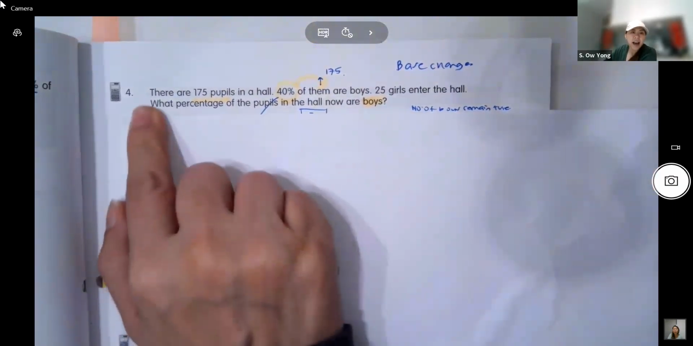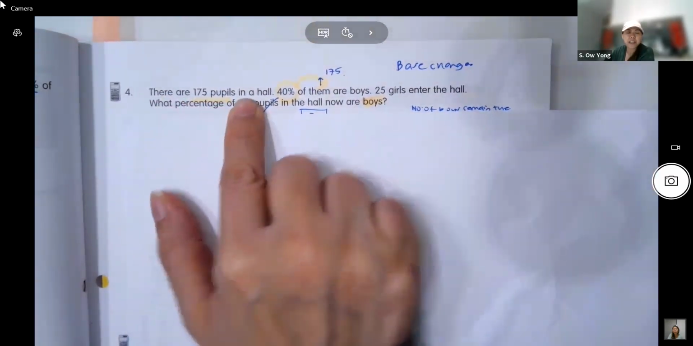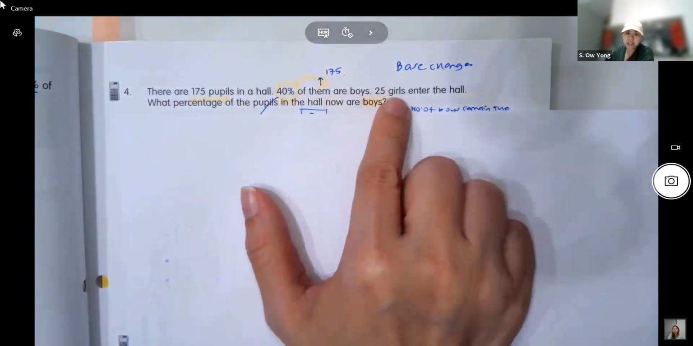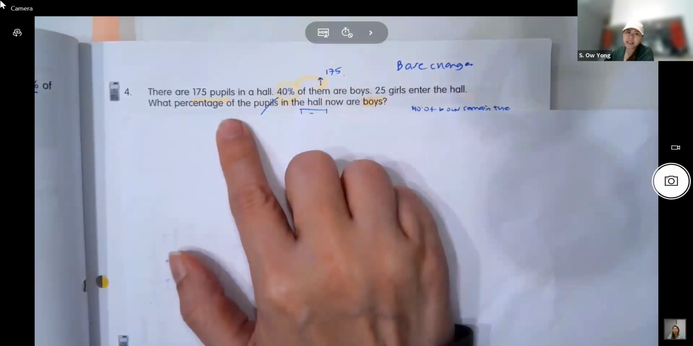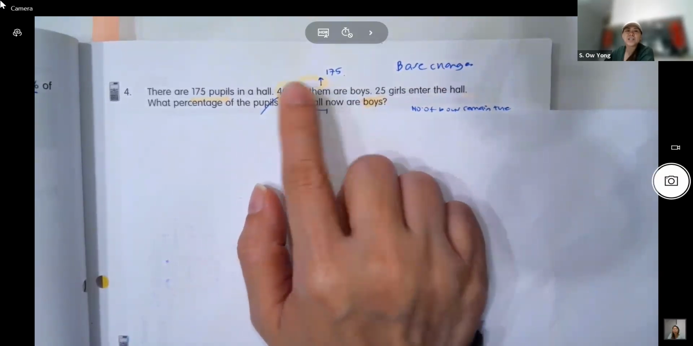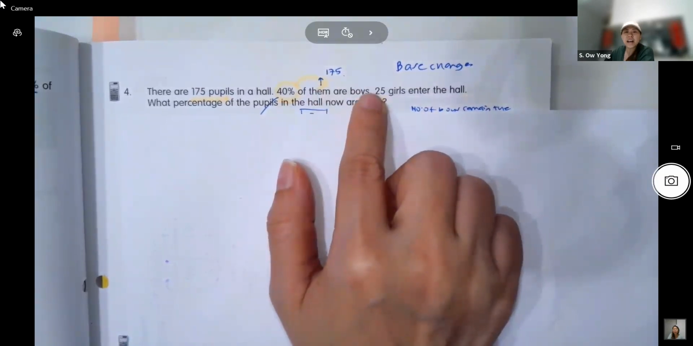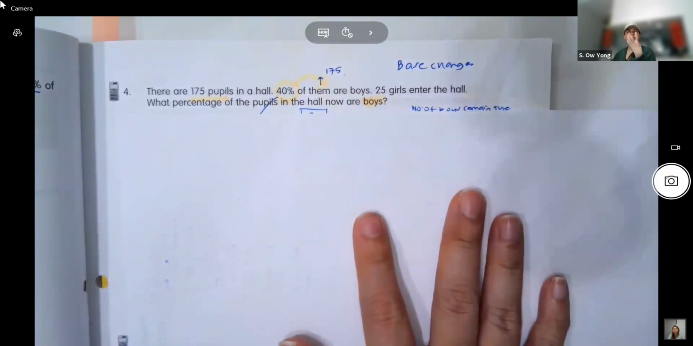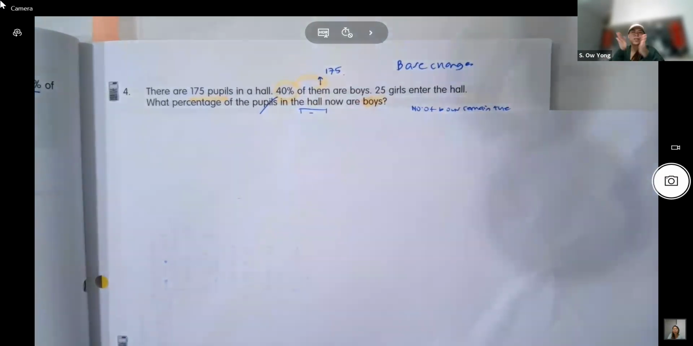This one, there are 175 pupils in the hall. 40% of them are boys. 25 girls enter the hall. What percentage of the pupils in the hall are boys? So take note, there are more girls entering the hall. So actually the total changes. You cannot tell me that the total is still fixed at 175. The total actually increased by 25.